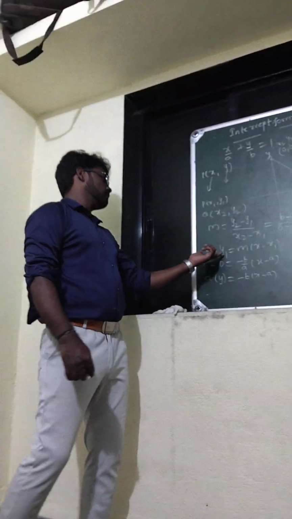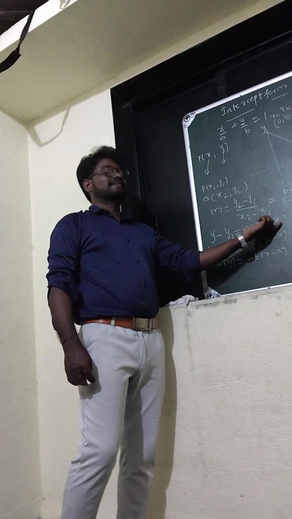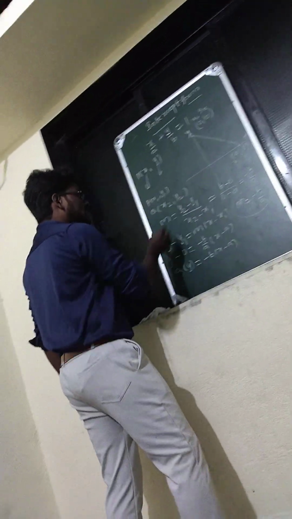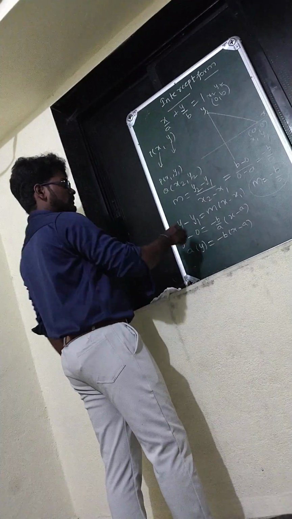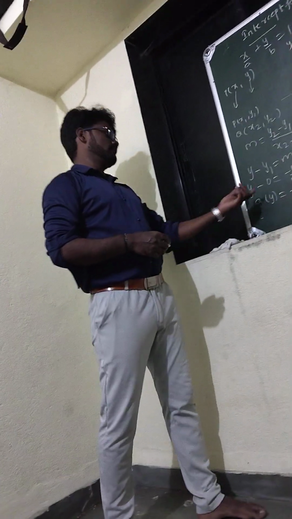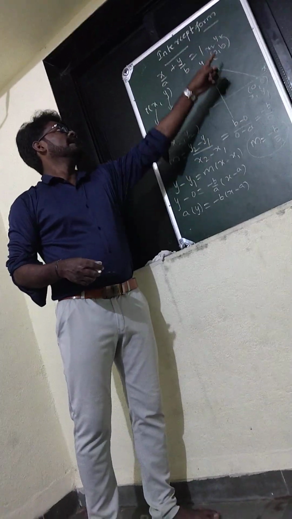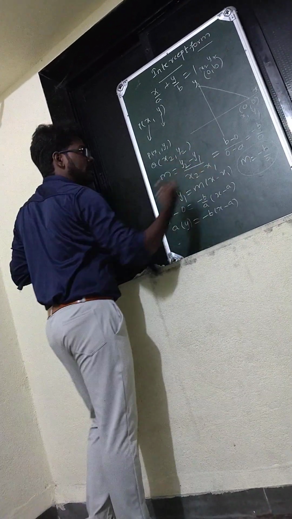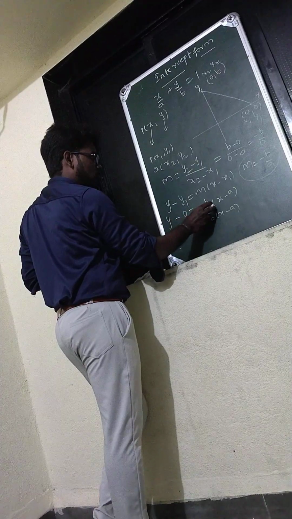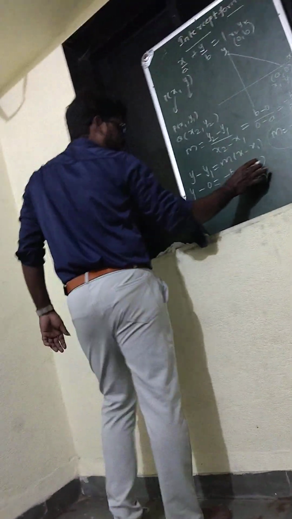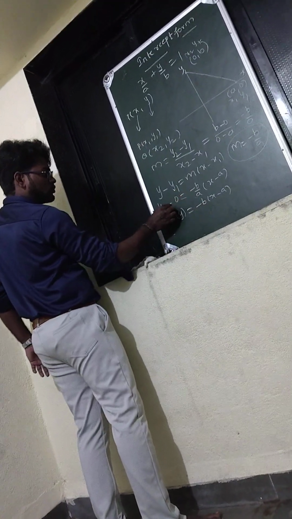And you observe this one. y minus y1 equals m into x minus x1. Here m equals minus b by a. y1 value is 0, x1 value is a, and m value is minus b by a. y minus 0 equals minus b by a into x minus a. And a is shifted to the LHS side.